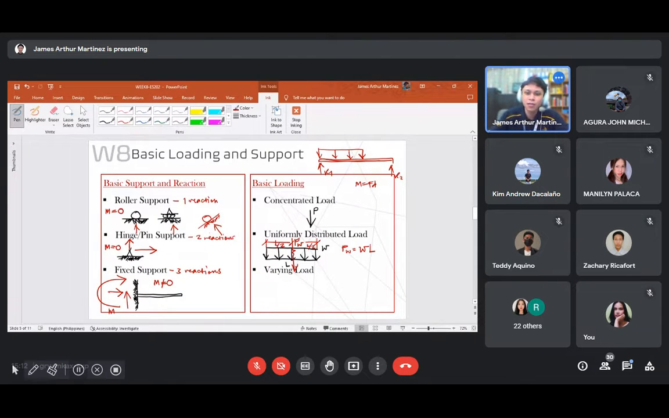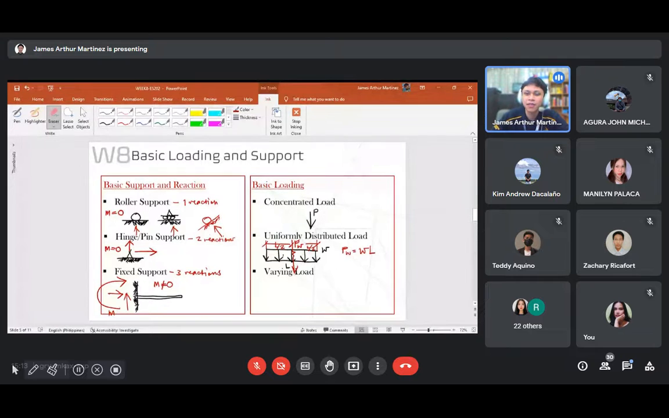So meaning, if you take a moment at R1 or R2, and you convert it into its concentrated load, we know that this location is L over 2. Then depending on the span where it acts, plus this distance here, that is the moment arm for the force W. Okay? So I hope that's clear.